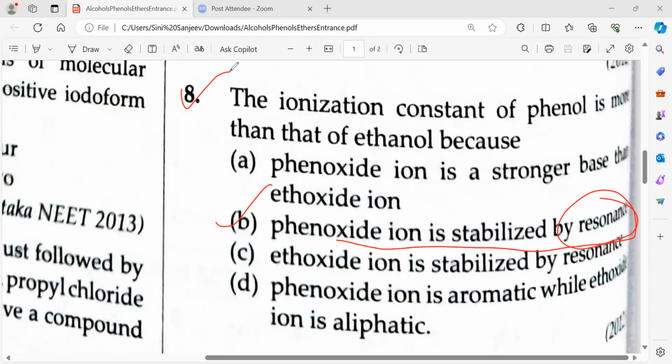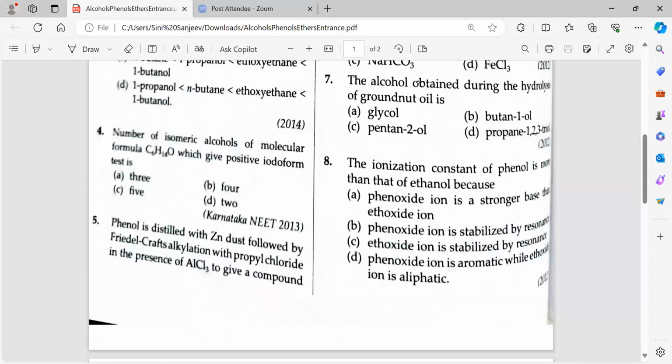Make sure that we do research on each of the options on the internet. Once the session is over, I'll be sharing the PDF. Do a thorough research: why it is happening, why that is happening. Then in chemistry, no one can beat you. Clear. Now coming to our next question. So I hope you understood the concept behind this.